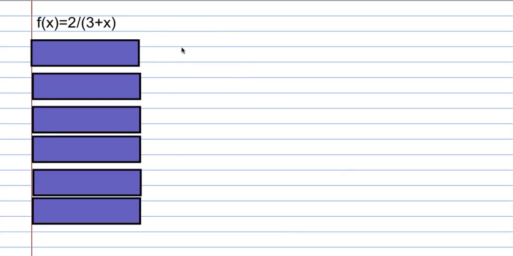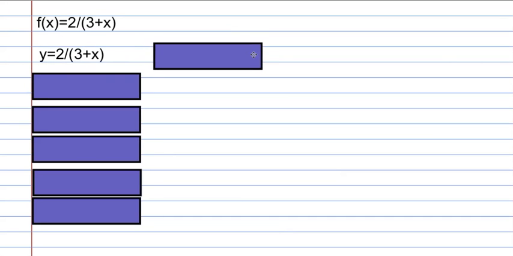Alright, our first equation is f of x equals 2 divided by 3 plus x. Okay, first we are going to rewrite it. So we put y equals. So we just took this and we turned it into a y.